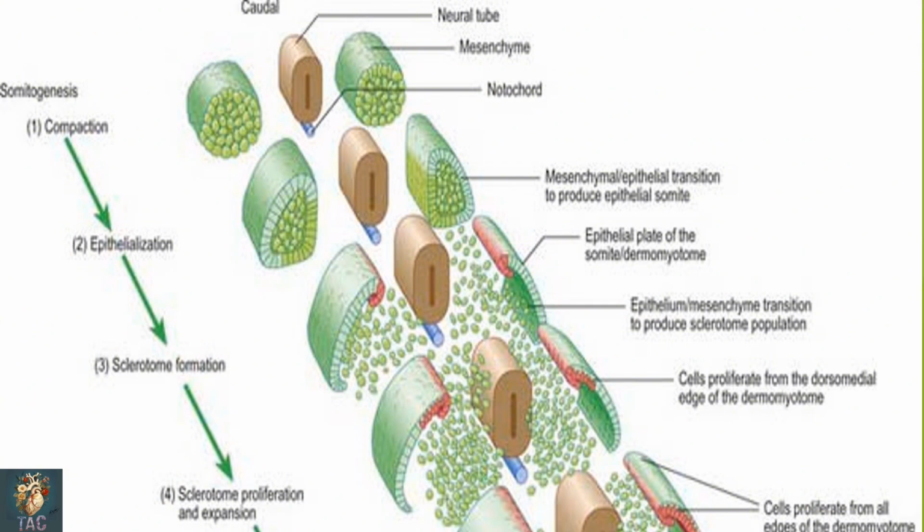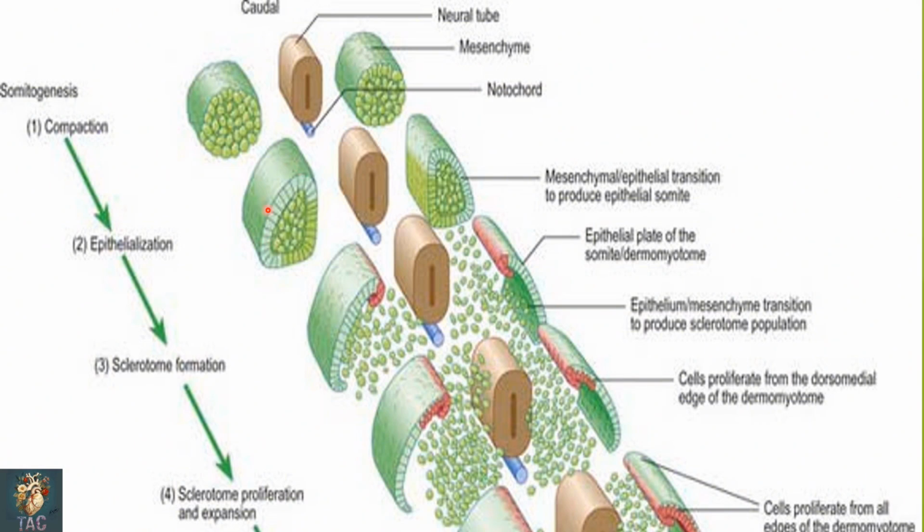So now we move on to the process of somitogenesis. In this process, the paraxial mesoderm first forms a compact mass. The process is called compaction. After a compact mass is formed, there is a mesenchymal to epithelial transition. Epithelialization occurs and a donut-shaped structure is formed. This is called the somitomeres in the head region and somite from the occipital region caudally.